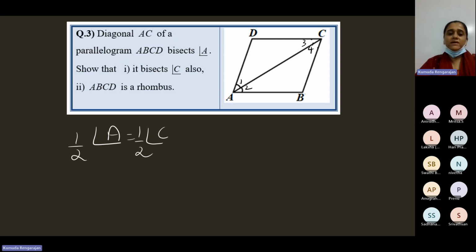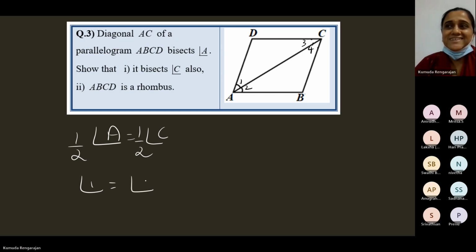So half of angle A is angle 1 or angle 2. Which one do you want to write? Angle 1. Okay. Then for half of angle C, which one should you write? Angle 2.